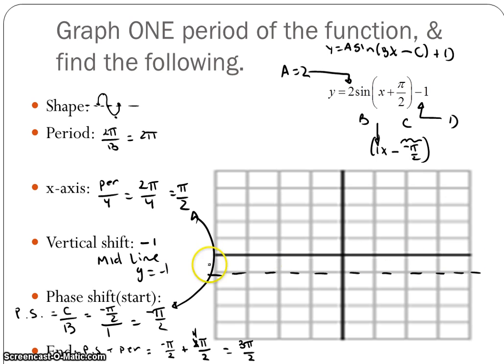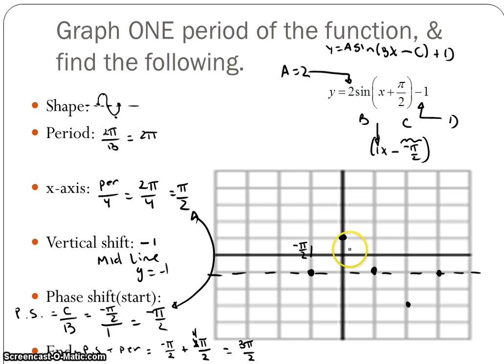So I'm going to start on the midline, since sine starts on the midline, and it started at minus pi over 2. So I have minus pi over 2, and it's going to start on the midline. And then looking at the shape, it goes to its maximum. When the amplitude is 2, my x-axis is pi over 2. So pi over 2 away, it's going to reach its maximum. And then pi over 2 away, it reaches the midline. Pi over 2 away, it reaches its minimum. And pi over 2 away, it reaches the midline. Right? So it goes around the midline.